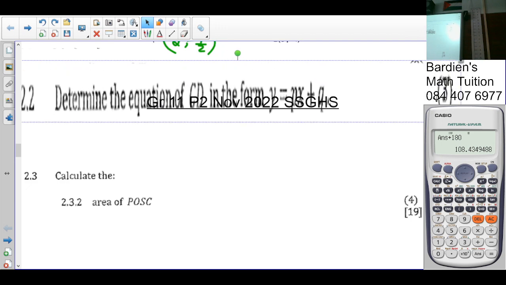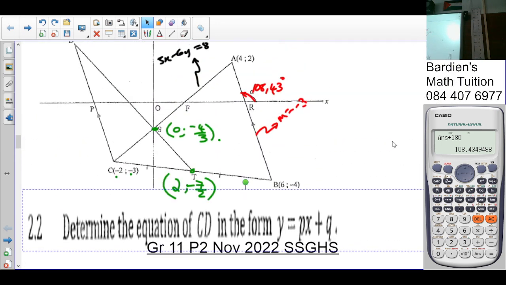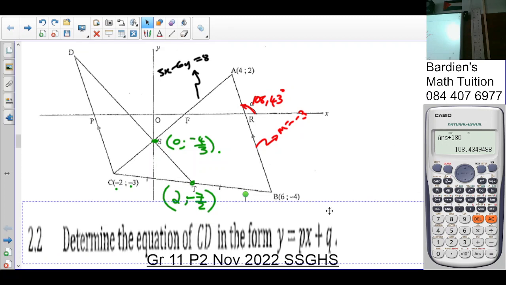Okay, so in the next question, determine the equation of CD in the form of y is equal to px plus q. That is the same as saying in the form of y is equal to mx plus c. You alright at the back, Michael? Okay. y is equal to mx plus c. px plus q is the same.